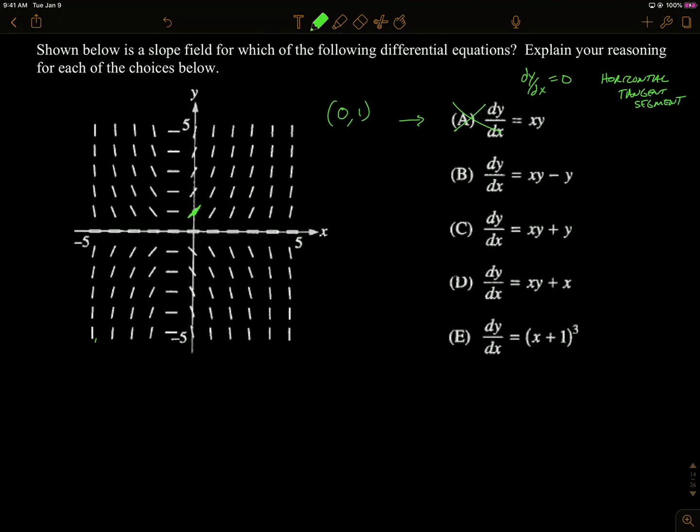Now if I go to B, I choose that same point (0, 1). If I plug it in, I've got 0 times 1 minus 1. So I get 0 minus 1. I'm getting a slope of negative 1. That's clearly a positive slope. It's not a negative slope. So then B is right out.